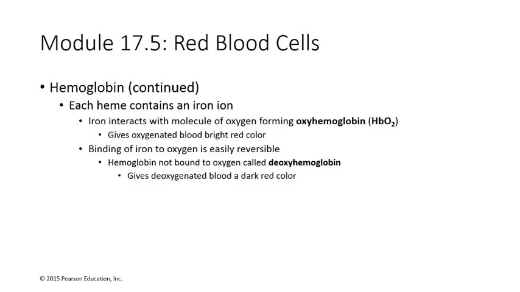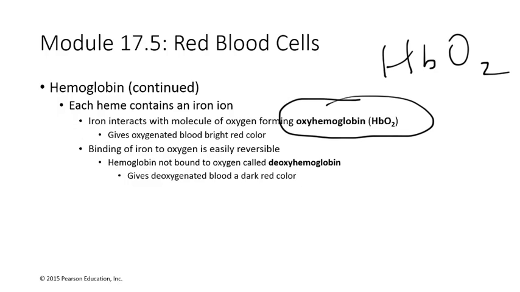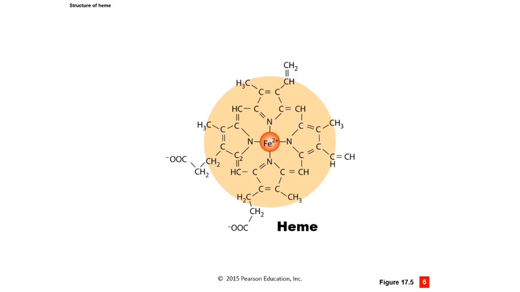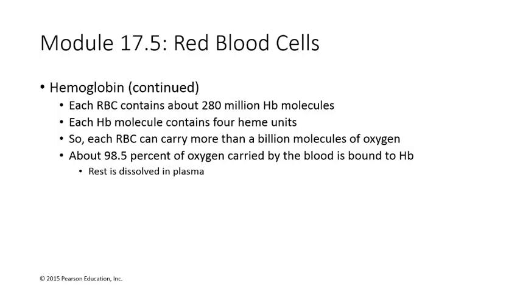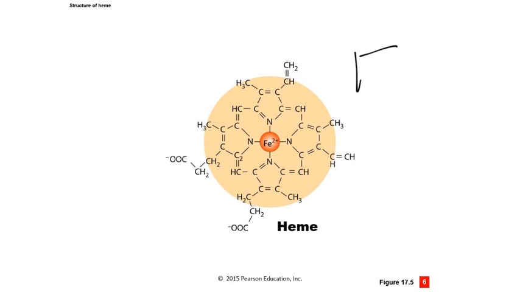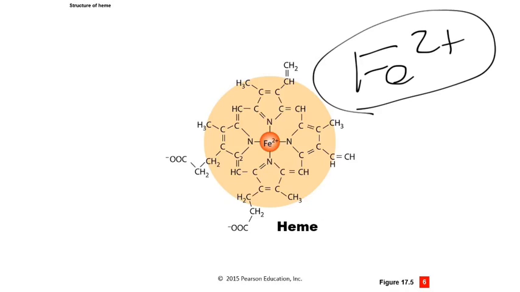When oxygen is bound to hemoglobin, we call it oxyhemoglobin. You'll see Hb, hemoglobin, with oxygen bound to it. That's going to give your blood a bright red color. And this oxygen can quickly come off and become deoxyhemoglobin, which has a darker red color. Again, here's the heme group. In the very center of it is the iron, Fe2+, the iron species to which the oxygen can bind.